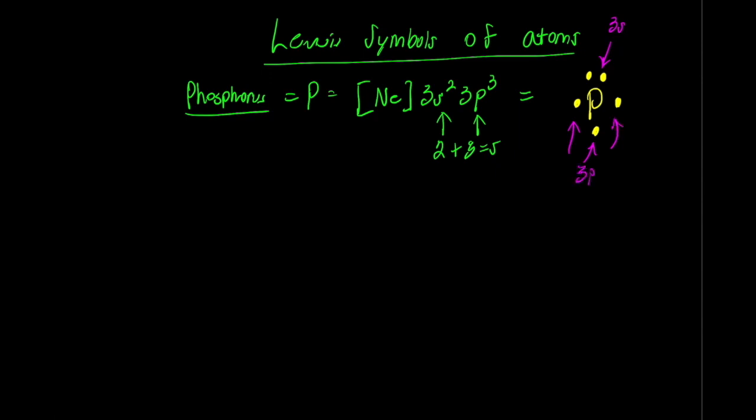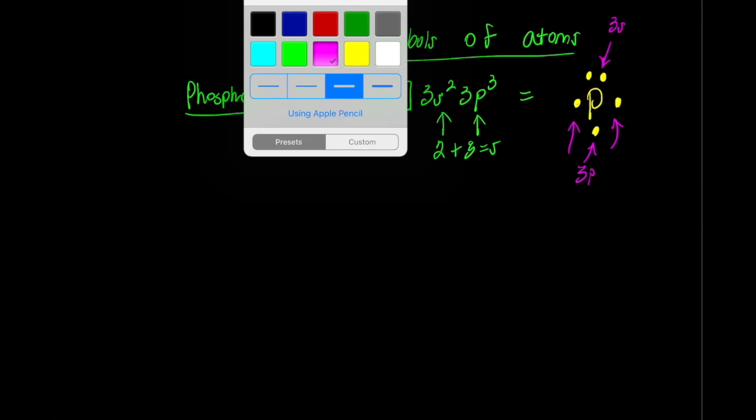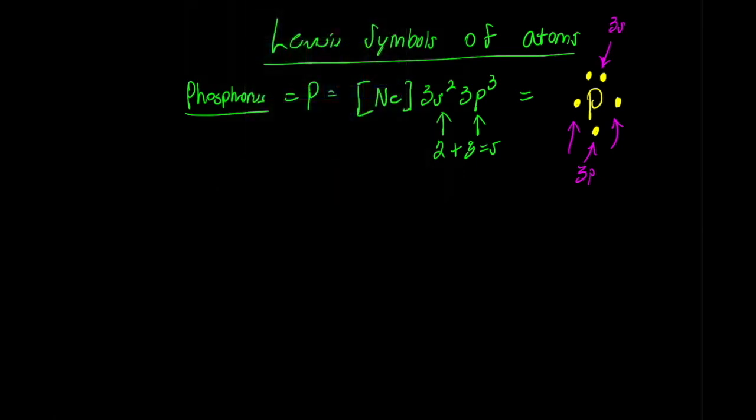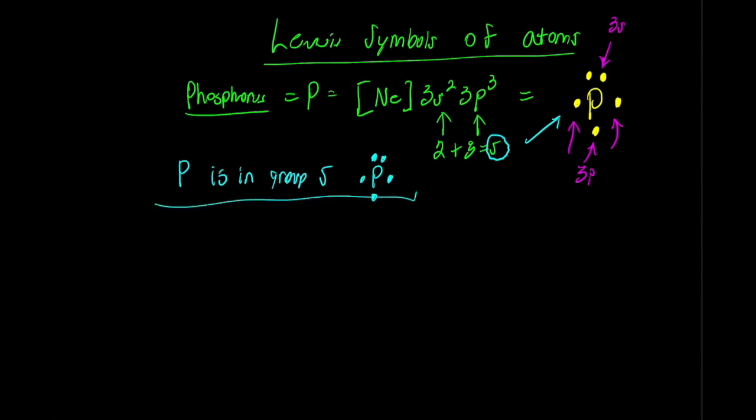So the main thing I want you to get away before you freak out here is that we have 5 valence electrons and we have 5 dots. Now, if you look at the periodic table, phosphorus is in group 5. Phosphorus is in group 5, so we draw phosphorus with 5 dots. Okay, that's all you need to be able to do right now.